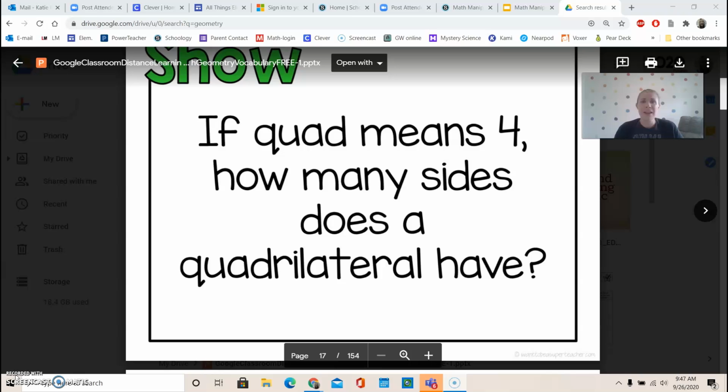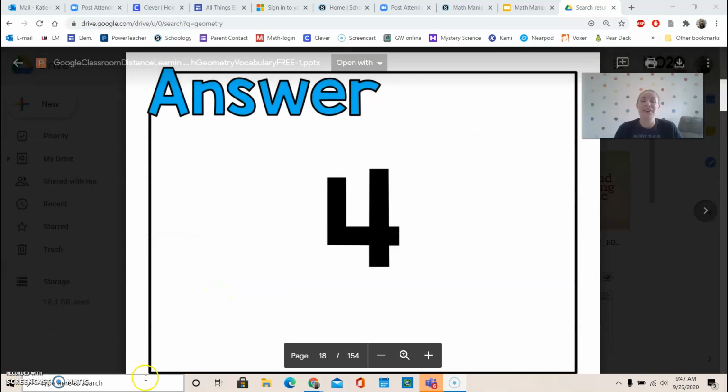So we learned that quad means 4. So how many sides does a quadrilateral have? Yes, we learned that quadrilaterals have 4 sides. So let's learn about some new quadrilaterals that we haven't talked about before.